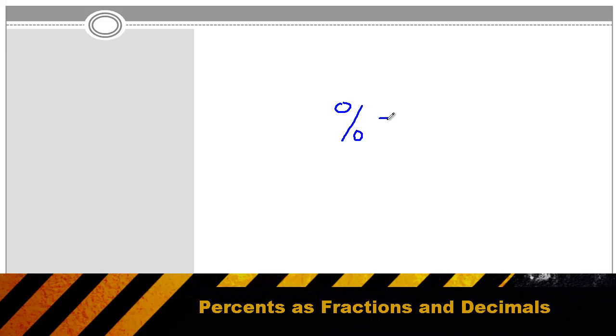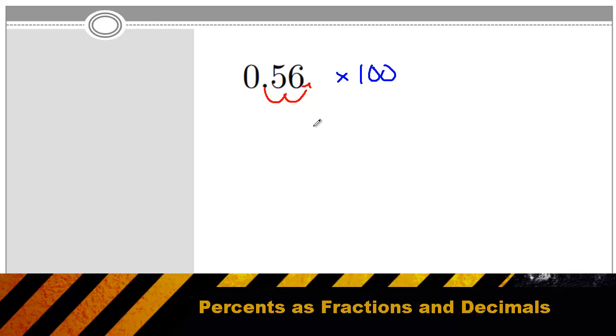Percent literally means to divide by 100. Most of your percent problems will involve changing a decimal or a fraction into a percent, or changing a percent into a decimal or fraction. To convert a decimal into a percent, you can simply multiply the decimal number by 100, which is the equivalent of moving the decimal point 2 places to the right. So 0.56 as a decimal is equal to 56%.